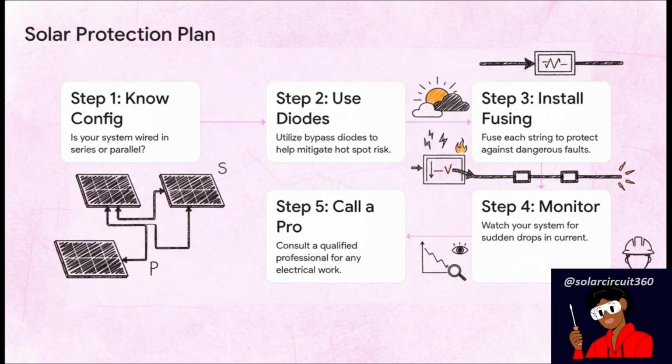So, here's your plan. First, you have to know how your system is wired. Is it series? Parallel? Number 2, make sure your panels have bypass diodes. Most modern panels do, and they're crucial because they give the current a little detour around a shaded cell, which helps prevent those hotspots. 3, proper fusing. This is non-negotiable. Every single string needs its own fuse to protect against electrical faults. 4. Keep an eye on your monitoring system. If you see a big, sudden drop in current that you can't explain, that's a huge red flag. And number 5, and this is the most important one, when in doubt, call a professional.